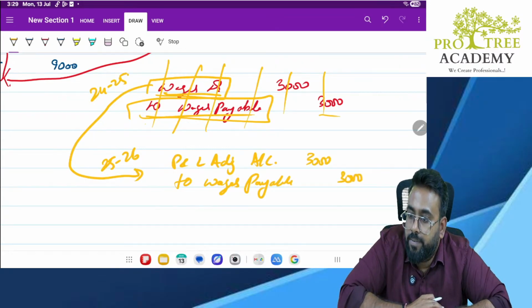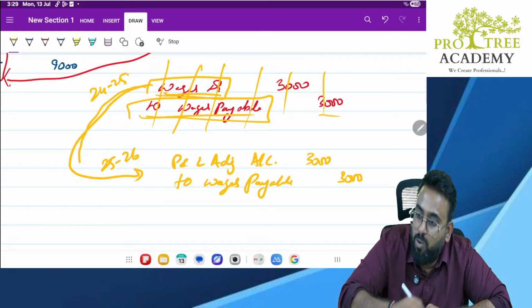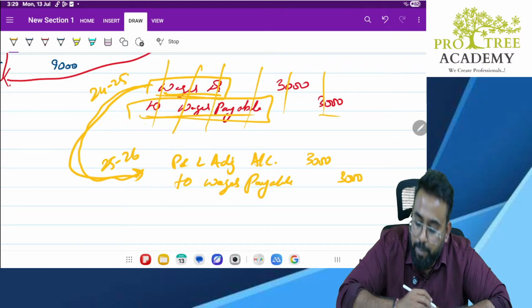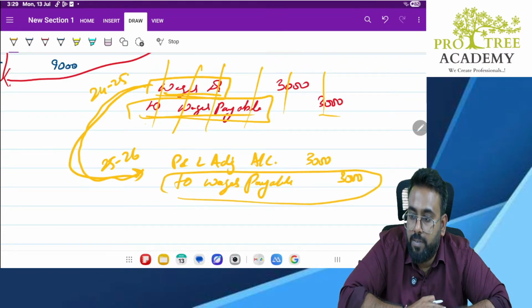Understood, everybody? Yes. Is it clear? Expenses will come as adjustment account P&L. Assets and liabilities come as they are. Clear?